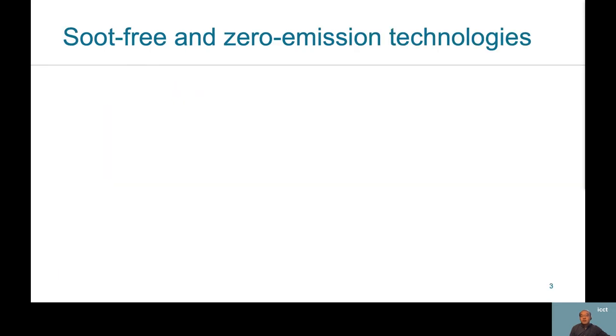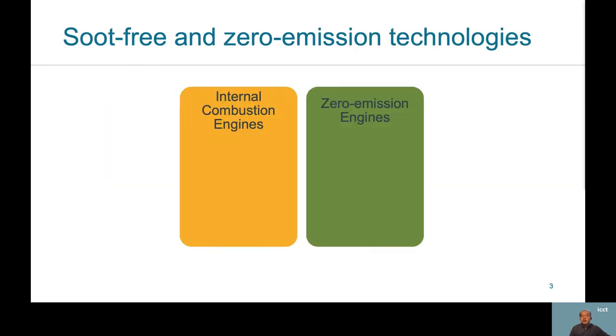In the second half of Module 2, we're going to focus on zero-emission powertrain technologies. In today's urban transit bus market, there are two types of zero-emission engine technologies, battery electric buses, or BEBs, and hydrogen fuel cell electric buses, or FCEBs.